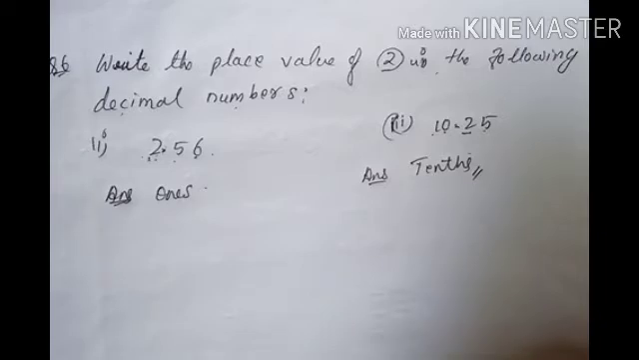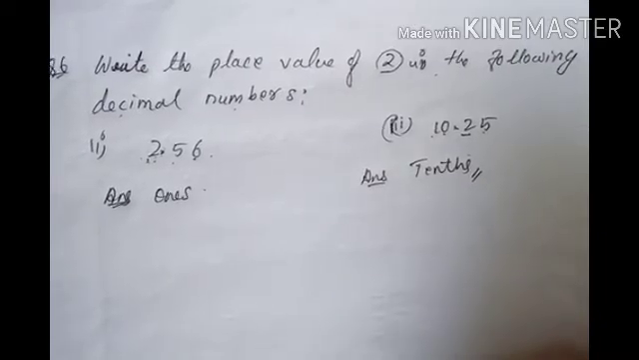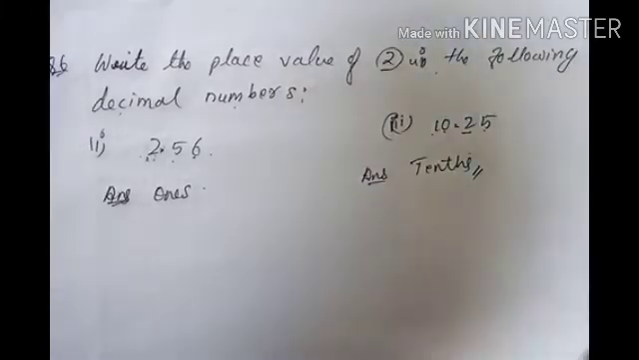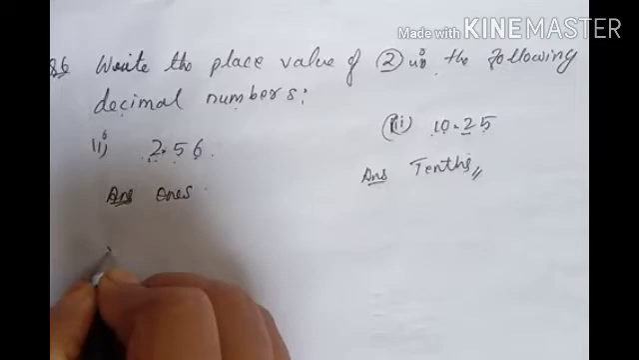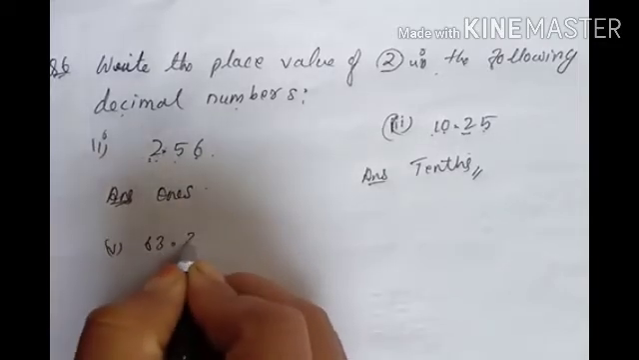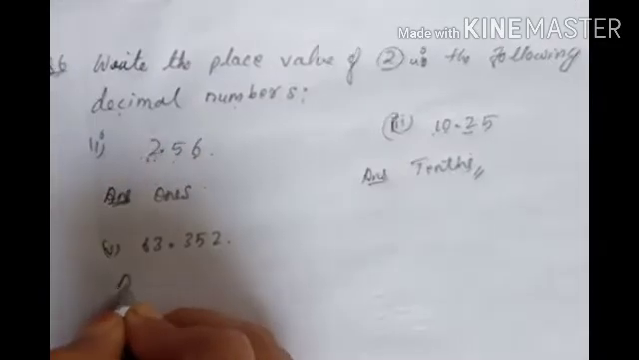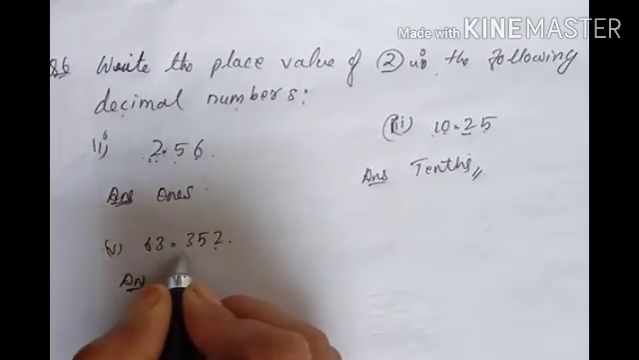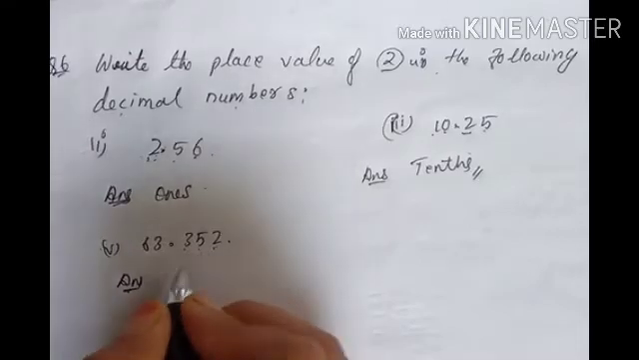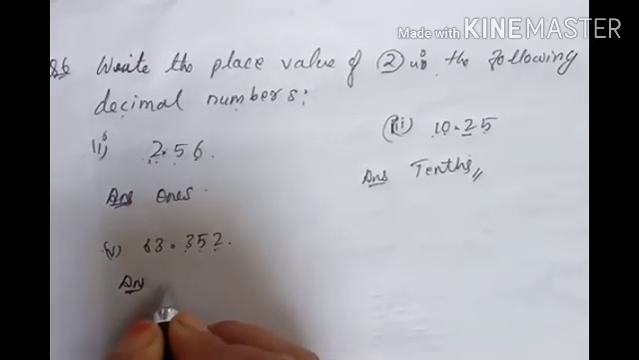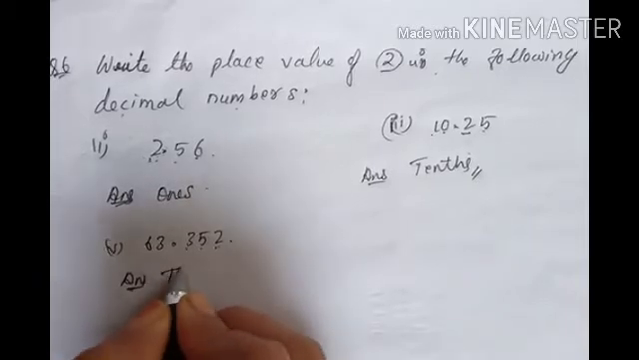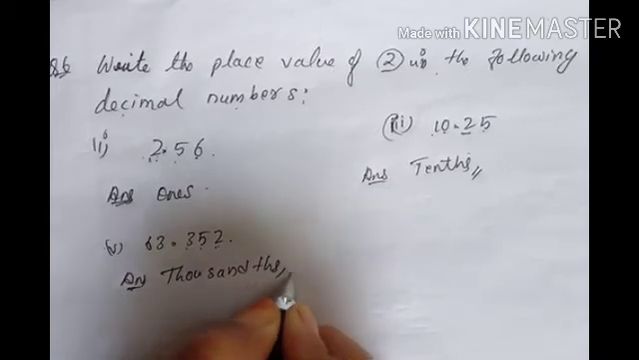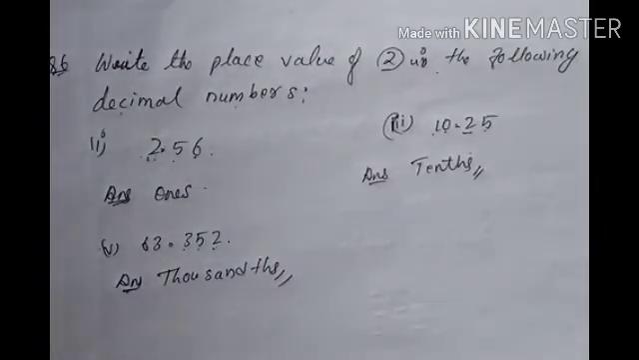So I will solve one more question. Yes, I will write question 5. 63.352. Now you have to write the place value of 2, isn't it? Now 2 is in which place? After the decimal, how you will count? 10th, 100th and 1000th. So 2 is in which place? 1000th place. Simply you will write THOUSANDTHS. Okay, so simple, you have to do it in this way.